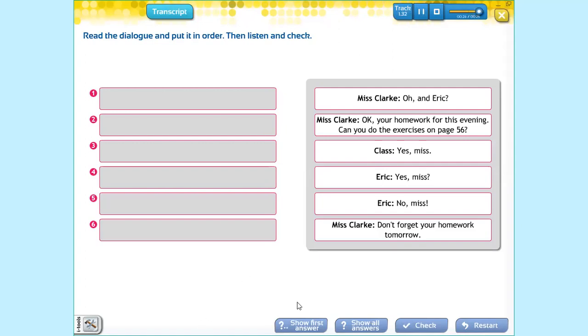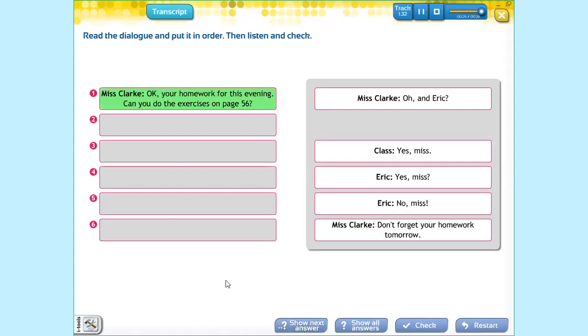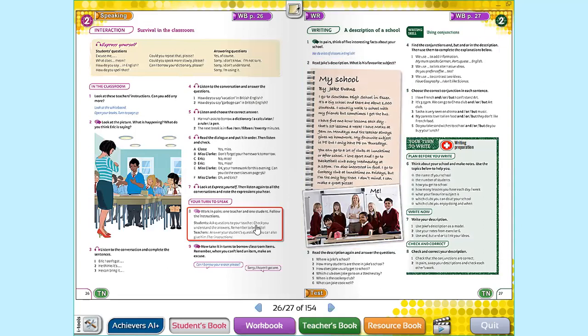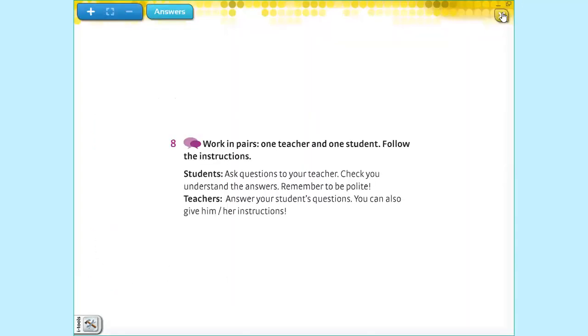Okay, so the first one is this one. Your homework for this evening: can you do the exercise on page 56? And then you continue completing, okay? According to the listening part. Okay, let me see.